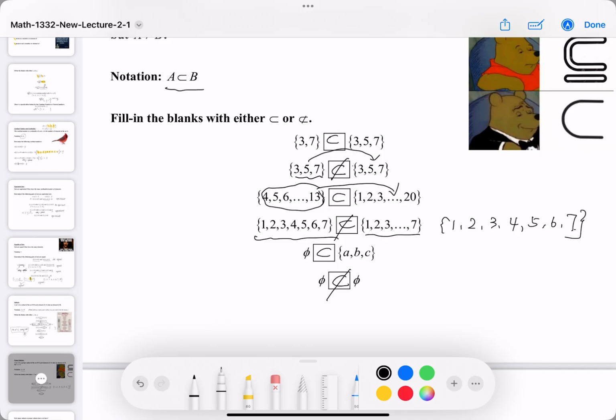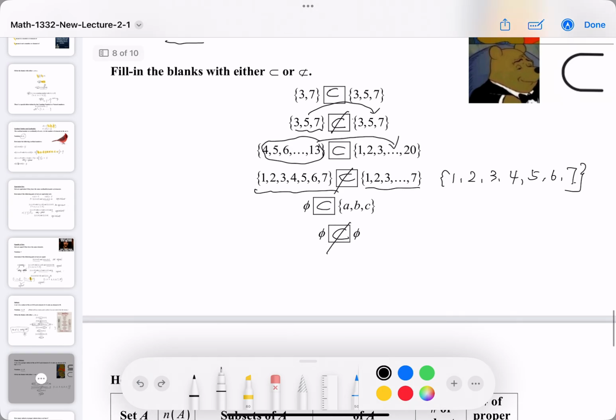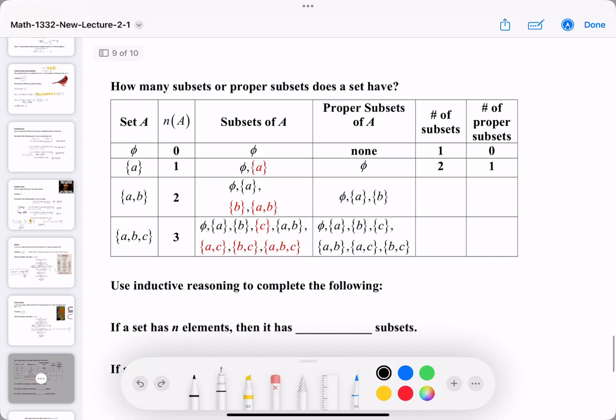Is not, because they are equal. If they are the same, I cannot say that phi is a proper subset of phi. They cannot be the same, be equal. Okay, let's see. How many subsets and proper subsets does a set have?